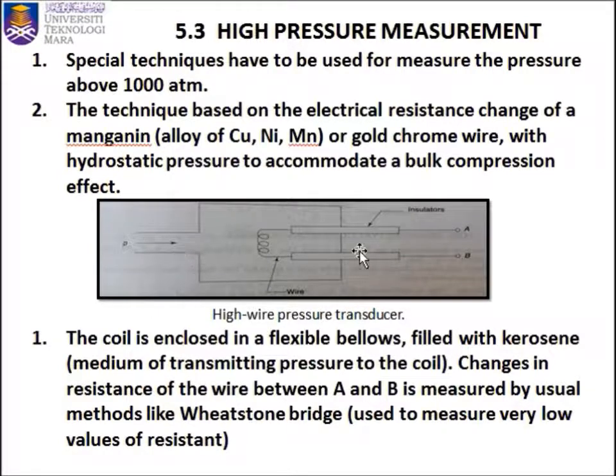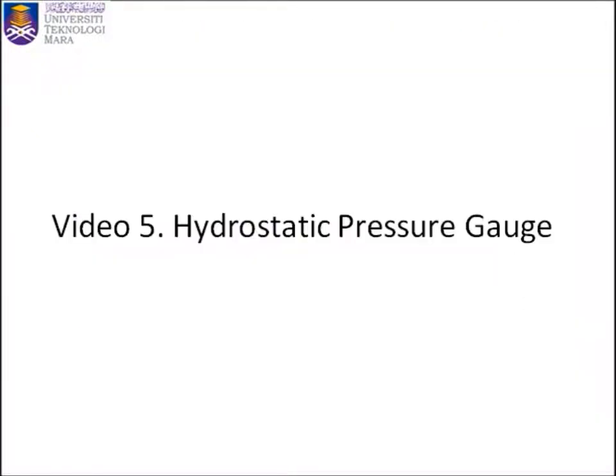The pressure wire is insulated from A and B. The core is enclosed in a flexible bellows filled with kerosene, the medium for transmitting pressure to the coil. The change in resistance of the wire between A and B is measured by the usual method like a Wheatstone bridge. As you know, the Wheatstone bridge is used to measure very low values of resistance.